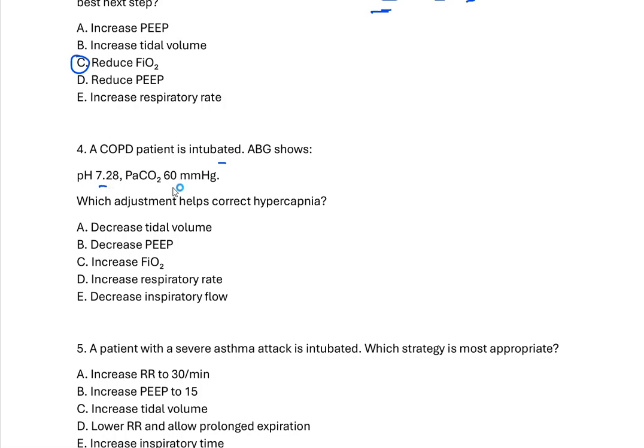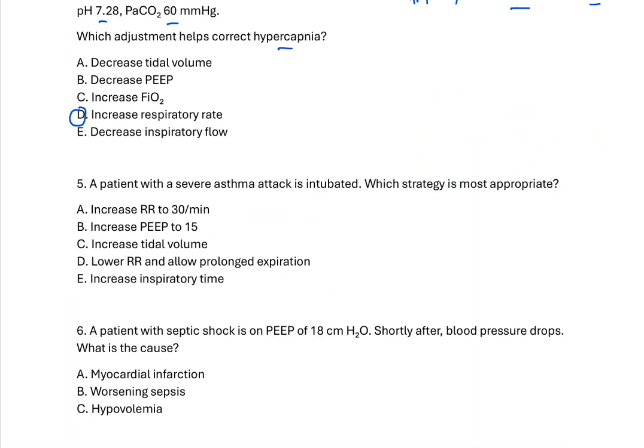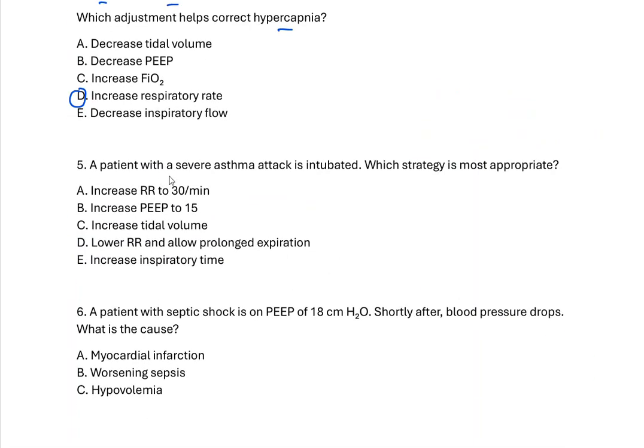Next question: a COPD patient is intubated and this is blood gas, so pH is still on the low side and the CO₂ is still on the higher side. Which adjustment helps correct the hypercapnia? As we know, minute ventilation equals respiratory rate multiplied by tidal volume. So we can either go up on the tidal volume or the respiratory rate. So let's see what we have in the options. So the best answer there would be what? To increase respiratory rate.